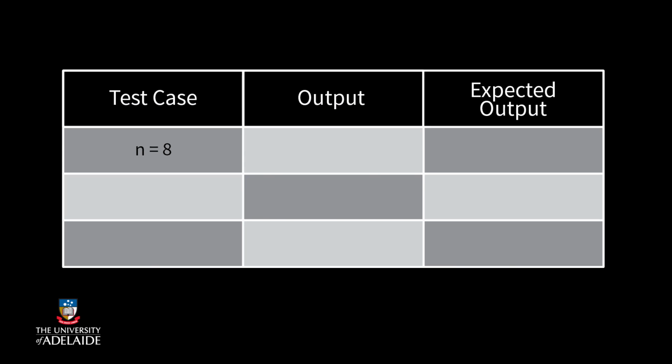In our first test case, we will pick a number smaller than 10, say 8. The result of the program should be 64 because 8 times 8 is 64. In our second test case, we pick the value 10. The result should be 100 because 10 times 10 is 100. In our third test case, we pick the value 12. The result should be 24 given 12 times 2.